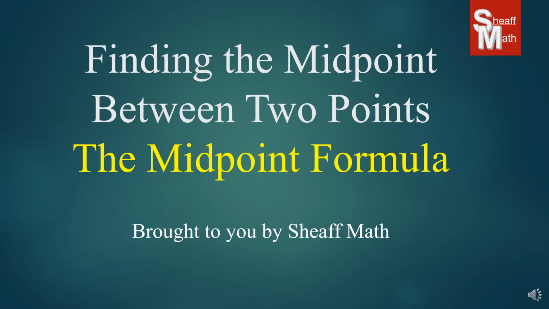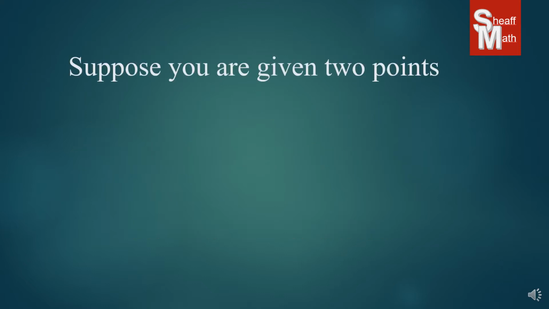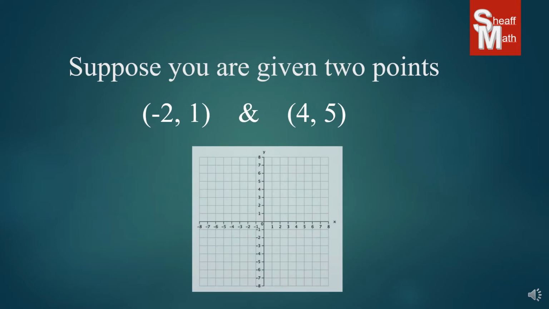In today's lesson, we're going to be learning the midpoint formula, or finding the point which is exactly between 2 points. So let's suppose you're given 2 points, (-2, 1) and (4, 5), and you had to find the point that's in between those exactly. On a graph, this is what it looks like. We draw a line through it, and then you look to see where the middle of that is, and it looks to be right there. That's what we're trying to find.